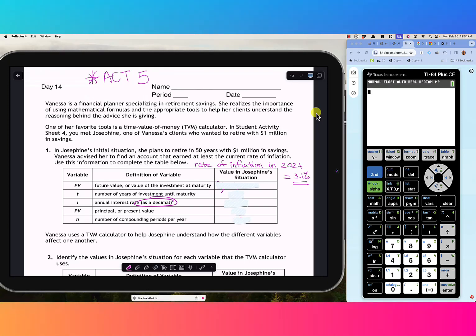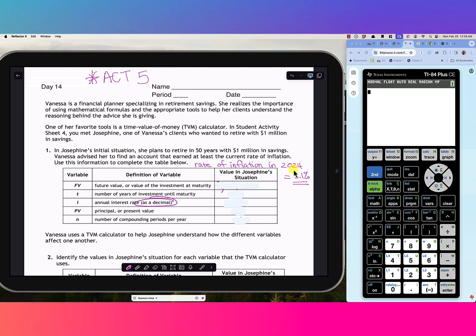Today we're covering Activity 5 and we're just kind of picking up where we left off from Activity 4. Now Vanessa is a financial planner. She specializes in retirement savings and she's going to be helping Josephine, who we met in Activity 4. As you recall, Josephine wants to retire in 50 years with $1 million in savings. So Vanessa advises her to find an account that earned at least the current rate of inflation.